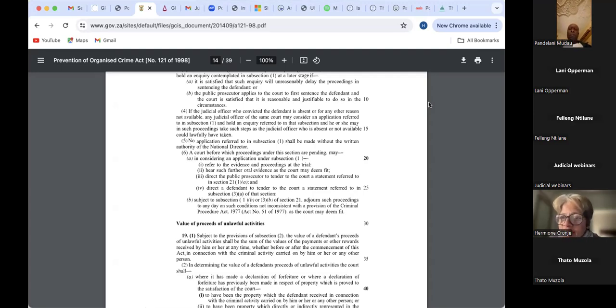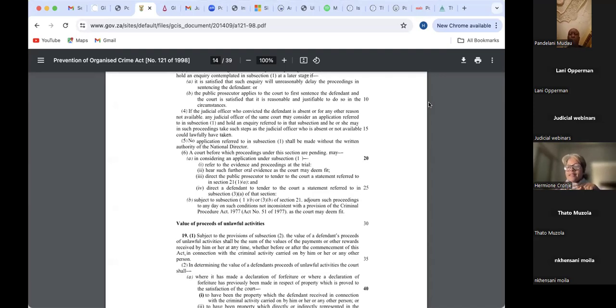Do the jurisdictional requirements for holding such an inquiry, are they present? And those are really: has the accused been convicted? And has the accused been convicted of an offense from which he derived a benefit? And once those are answered in the affirmative, can there be an inquiry into the value of the benefit?